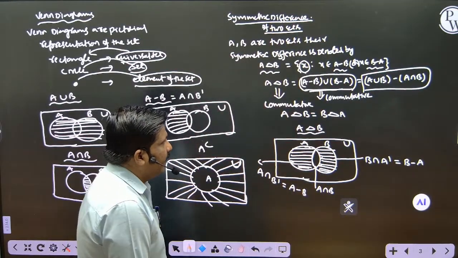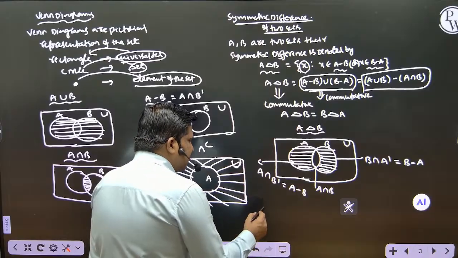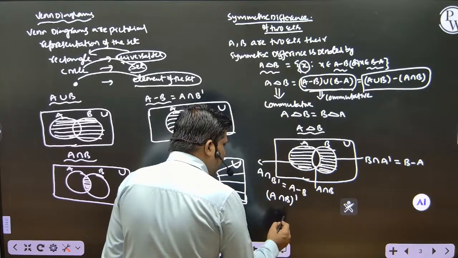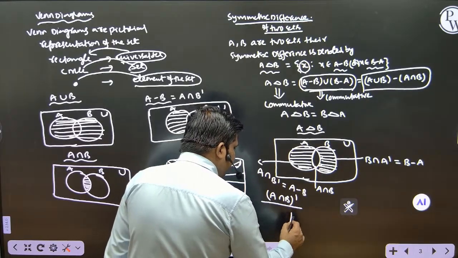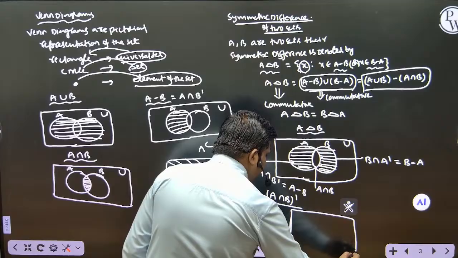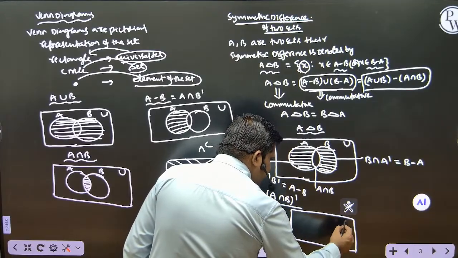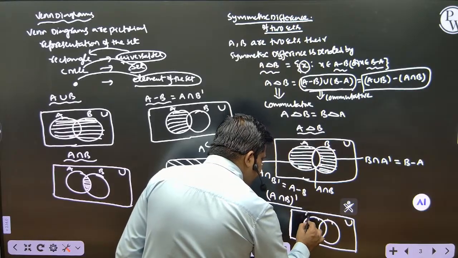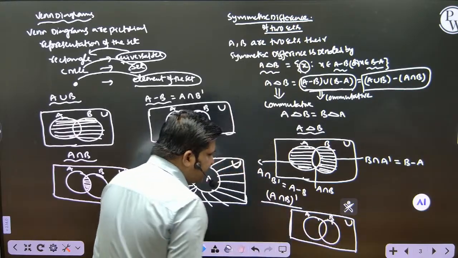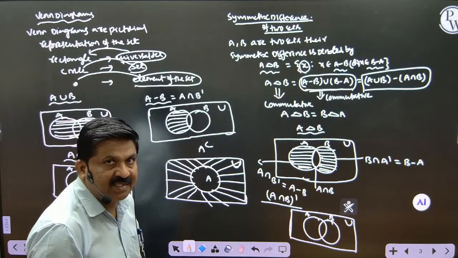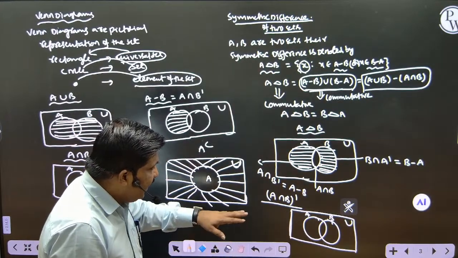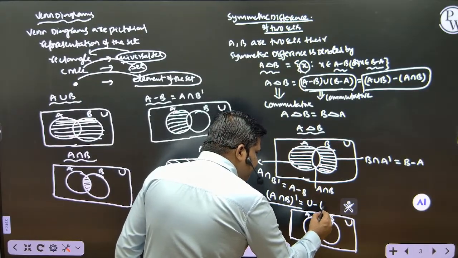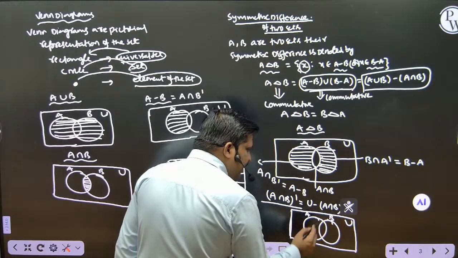This one. The next you see, A intersection B whole complement. How do you represent it in a Venn diagram? This is the universal set. This is A and this is B. A intersection B whole complement means what? From the universal set you delete A intersection B, or not.